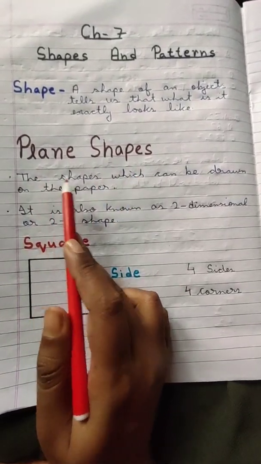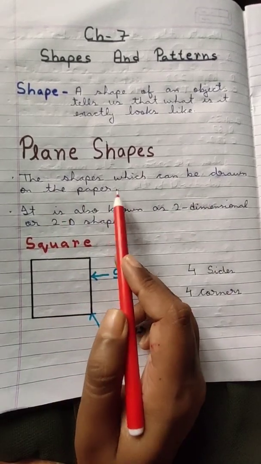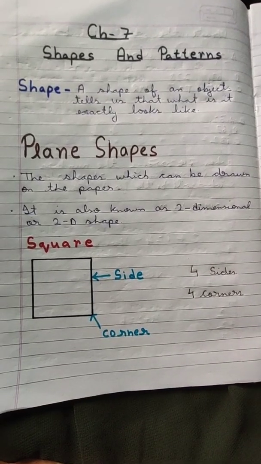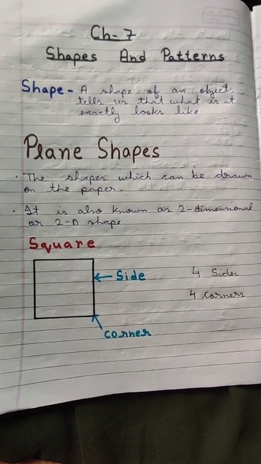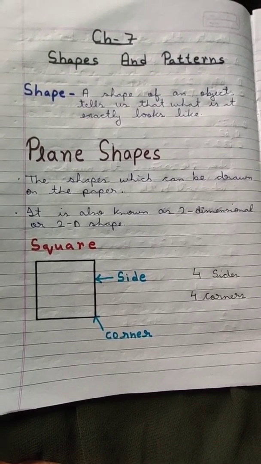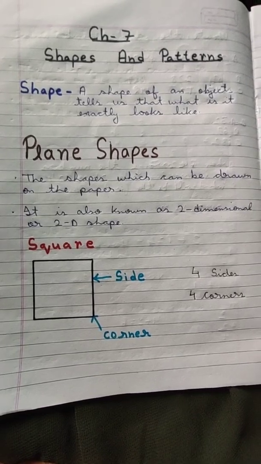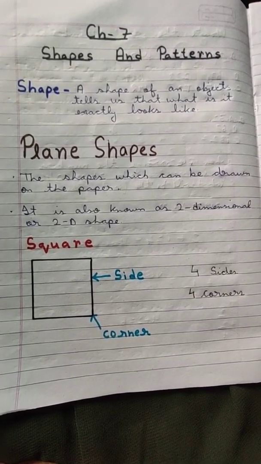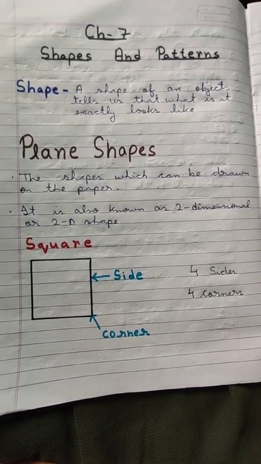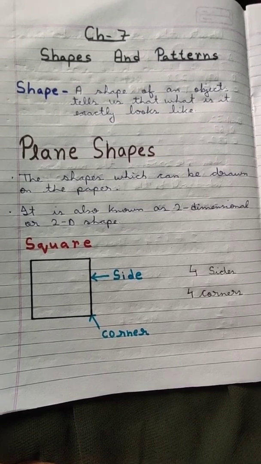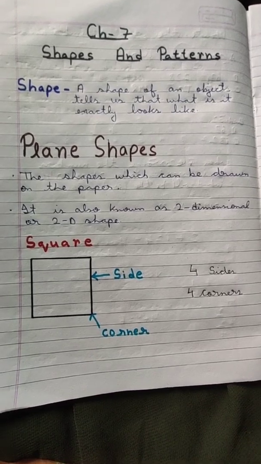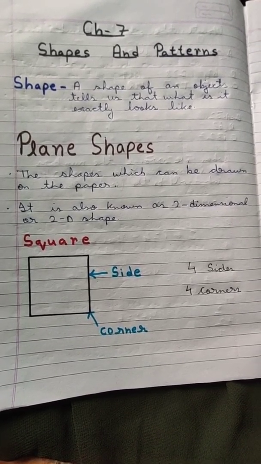Plane shapes are the shapes which can be drawn on the paper. They are also known as two-dimensional or 2D shapes. So, what are plane shapes, children? The shapes which can be drawn on the paper are called plane shapes. Plane shapes are also known as two-dimensional or 2D shapes. Square, rectangle, triangle, circle are called plane shapes because they are flat. So one by one we will discuss plane shapes.